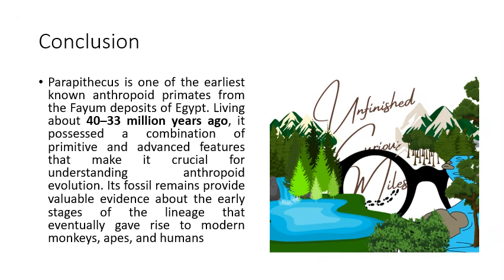In conclusion, we can say that Parapithecus may not have been a human ancestor, but it was an important participant in the evolutionary story that eventually led to monkeys, apes, and humans. Discovered in Egypt's Fayum Depression, this small Oligocene primate provides valuable clues about the origin of anthropoids. Its fossils remind us that even the smallest creatures can have enormous importance in understanding life's history.